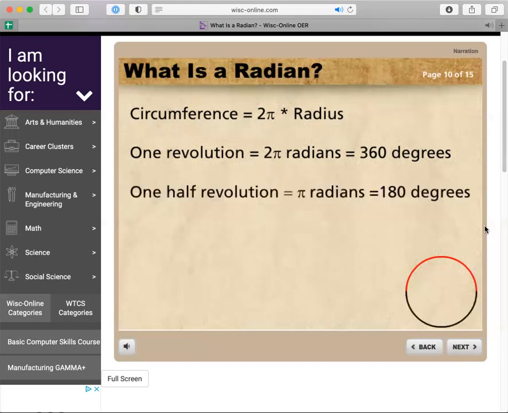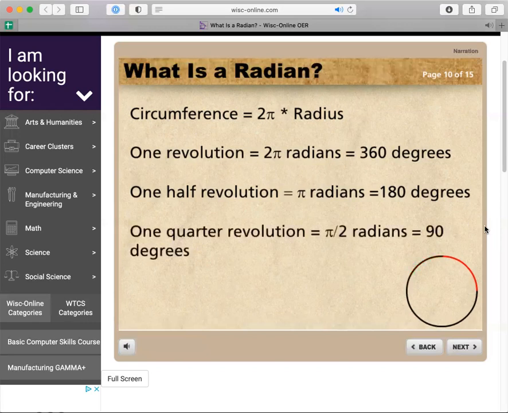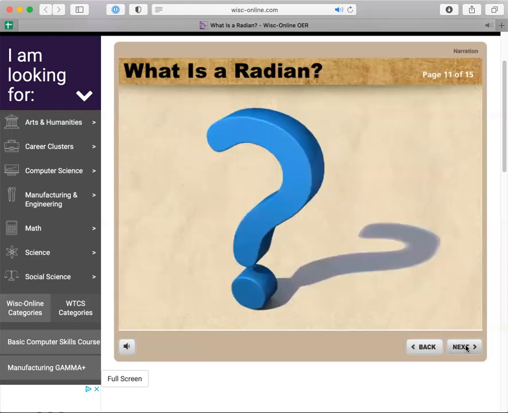1/2 revolution equals pi radians, or 180 degrees. And 1/4 revolution equals 1/2 pi radians, or 90 degrees. Therefore, there are 2 pi radians in a circle. And this 2 pi radians at 360 degrees is what we're going to want to remember. Demonstrate your knowledge of radians by answering the following 3 multiple choice questions.